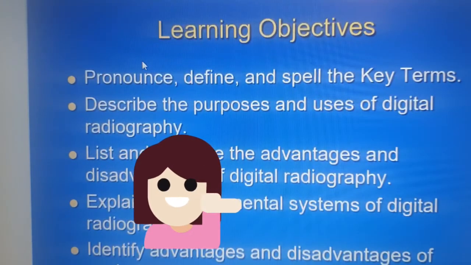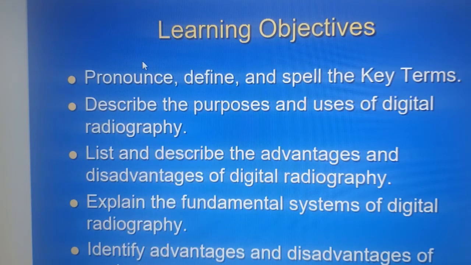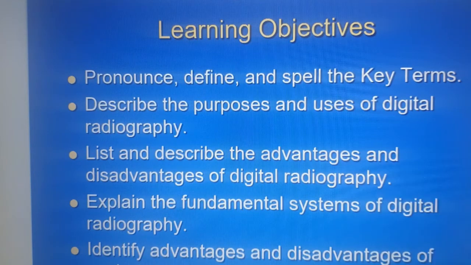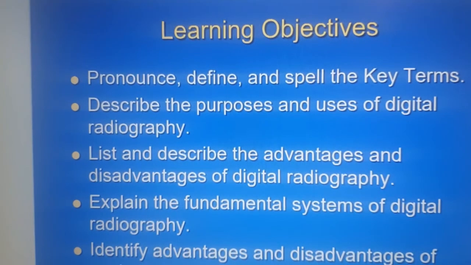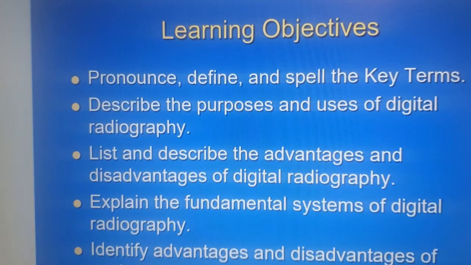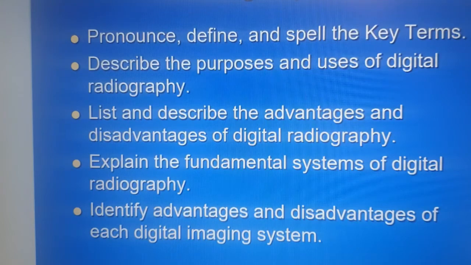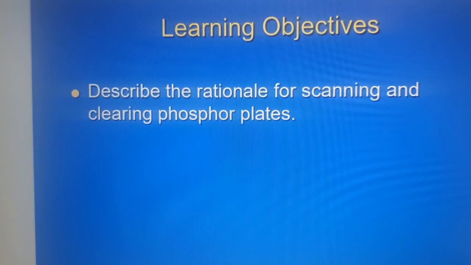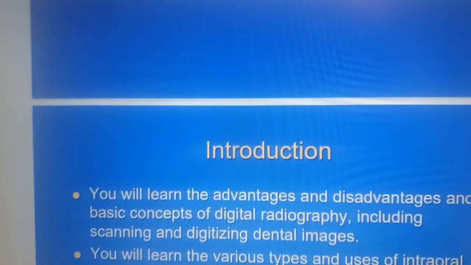So these are some of the learning objectives you're expected to achieve that are basically self-explanatory, but essentially we expect you guys to know the advantages and disadvantages of digital radiography, the fundamental systems of digital radiography, and then some advantages and disadvantages of digital imaging systems. Okay, so those are essentially some of the things, as well as obviously terminology always being important with every learning unit. Okay, then from there we expect you guys just to briefly describe the rationale for scanning and clearing of phosphoplates that we'll touch on as the lecture goes on.